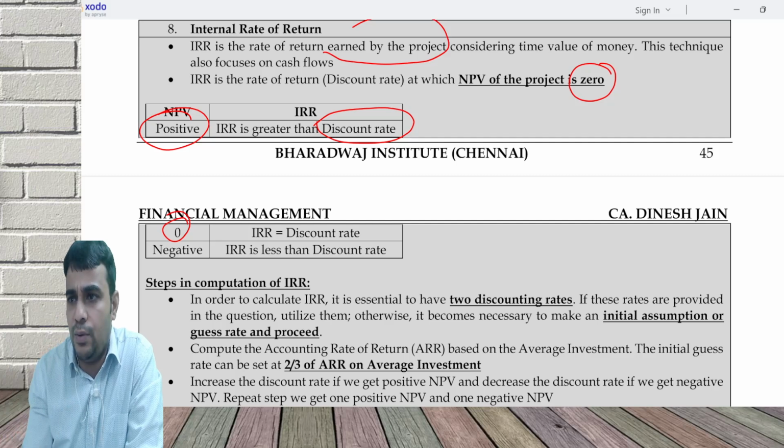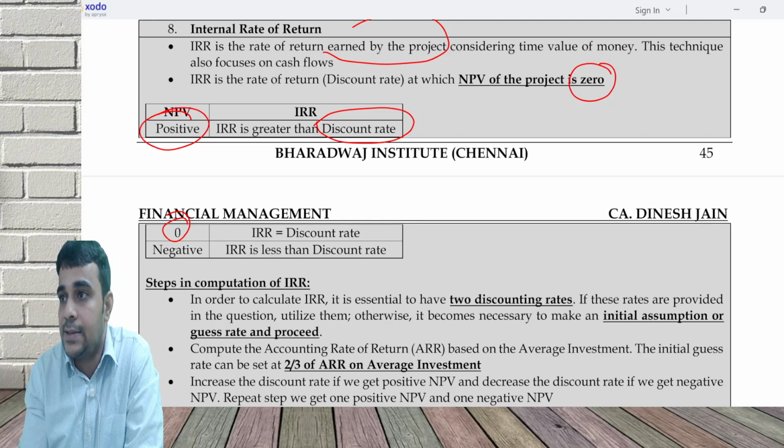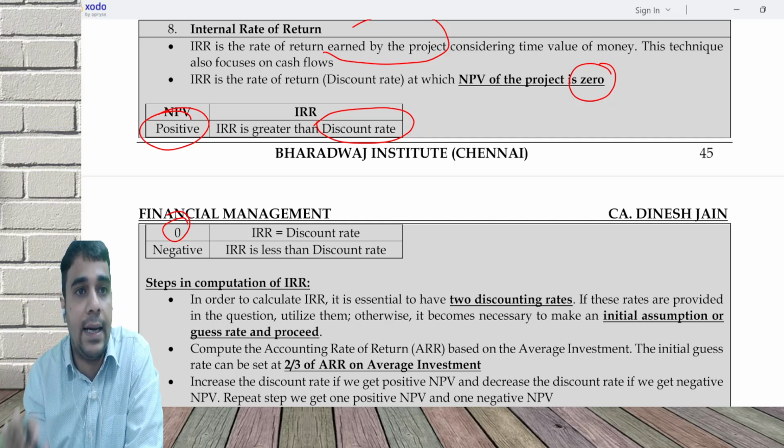Assuming you did your calculation and got a positive NPV, what I will do is I'll increase the discount rate. I may again get positive. That is a problem for me. So I will keep trying this till I get one positive and one negative NPV.